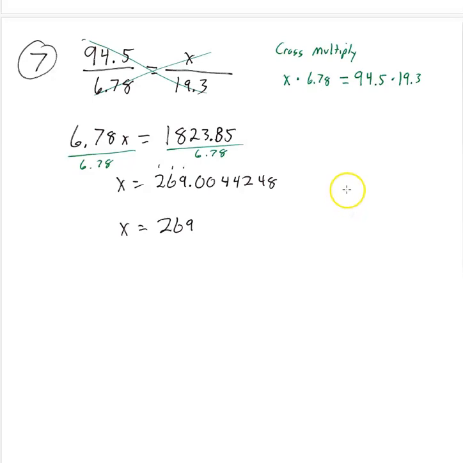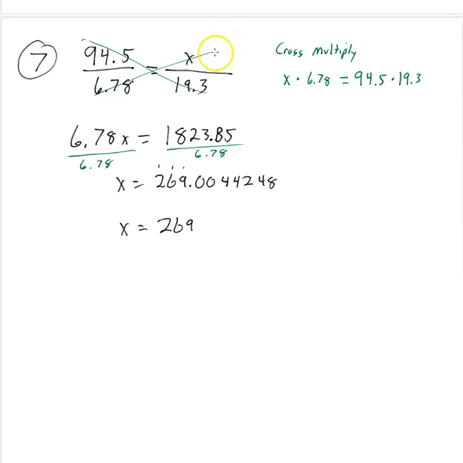This is kind of easy to set up, but you need to watch the directions to see what it asks for. So all it did was show this, but it also said put your answer to 3 significant digits. I'll talk about that in a moment. So when we cross multiply, we actually have 2 ratios here. We're saying 94.5 over 6.78 equals what over 19.3?